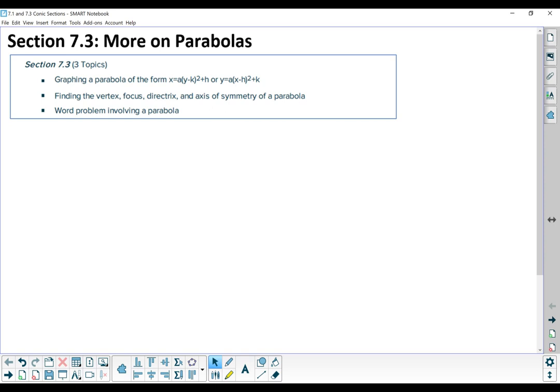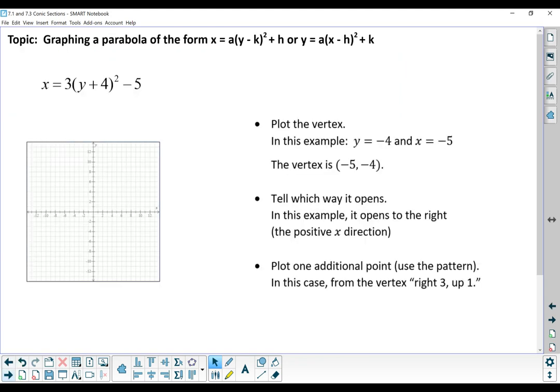Hello, Math 1050. This is section 7.3, more on parabolas. There are three topics within this parabola section. So you are familiar with parabolas. This starting topic is about graphing parabolas, but our parabolas could now be one of two things.